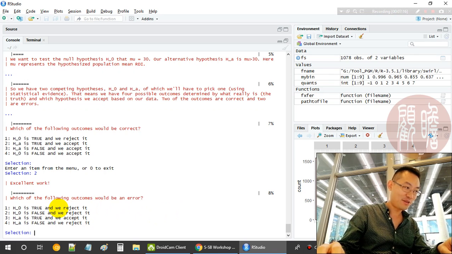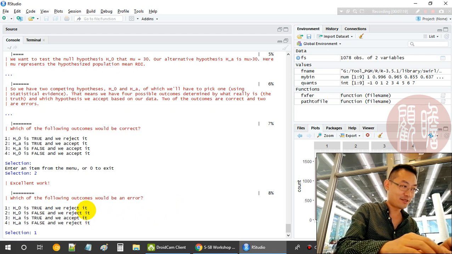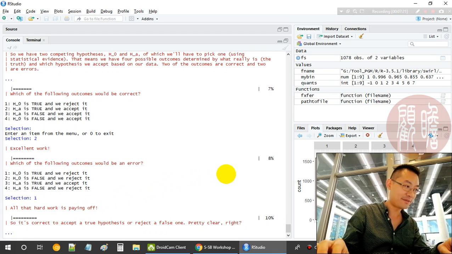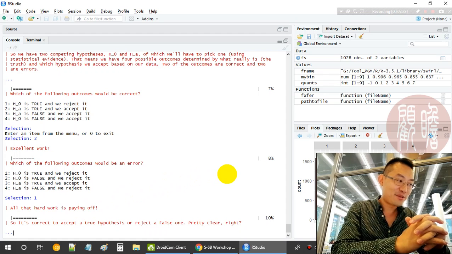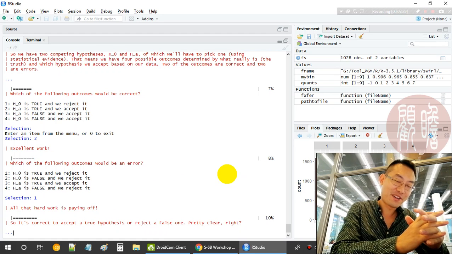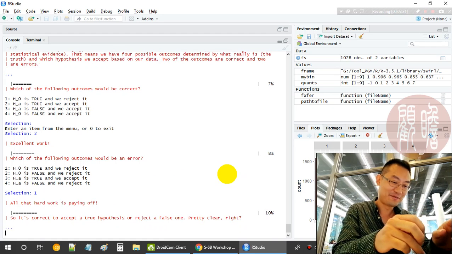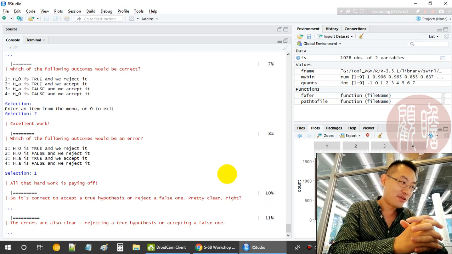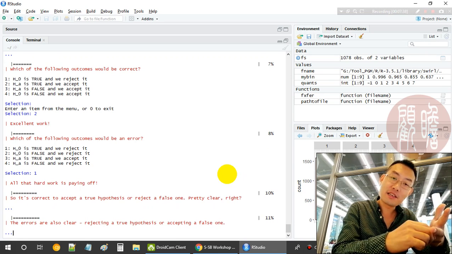Okay, so which one is the error? The first one. True, we reject. That's all right. Okay, it's correct to accept a true hypothesis or reject a false one. Pretty clear, right? So we only accept truths and reject false ones. The error is also clear: rejecting a true hypothesis or accepting a false one.